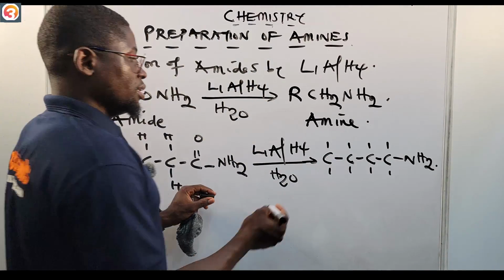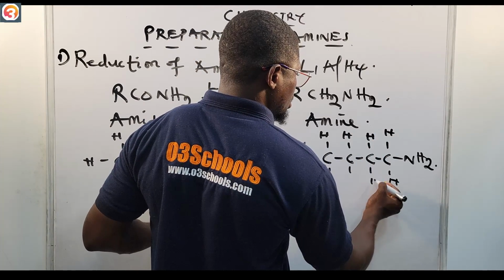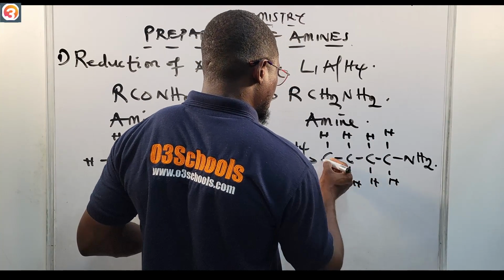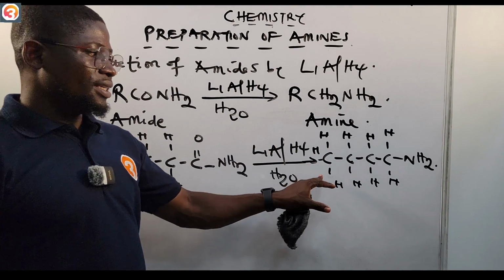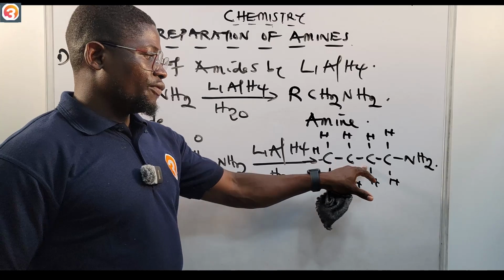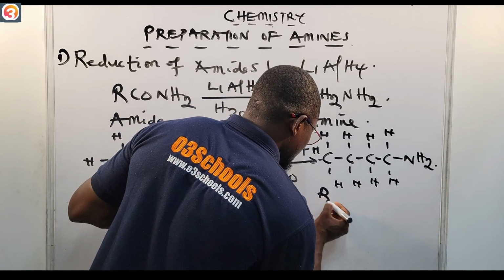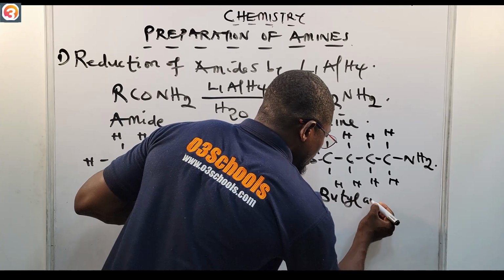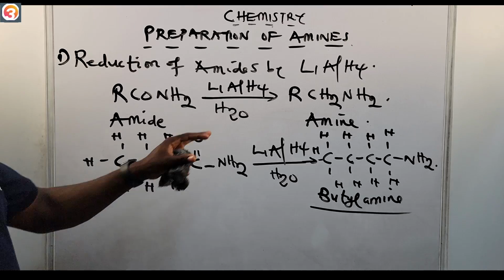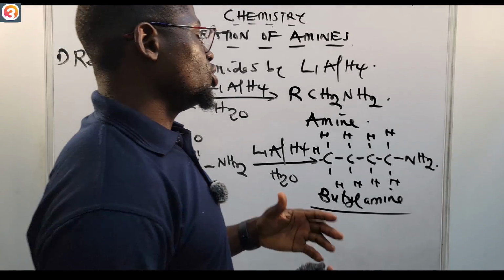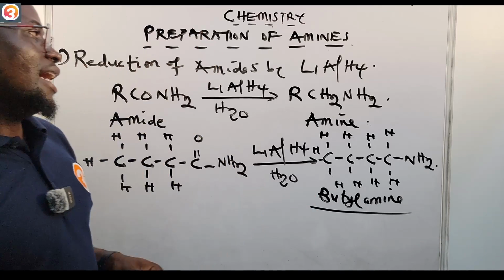This is our product. This is going to have your H, your H, and then here your H. So it's as simple as ABC. What's the name of this amine that is produced? It has 4 carbon atoms, so that will simply be butylamine. Butylamine is what is formed. Like I told you, the purpose of this water here is for the reaction work up, to neutralize the most basic reagent at the end of the reaction.